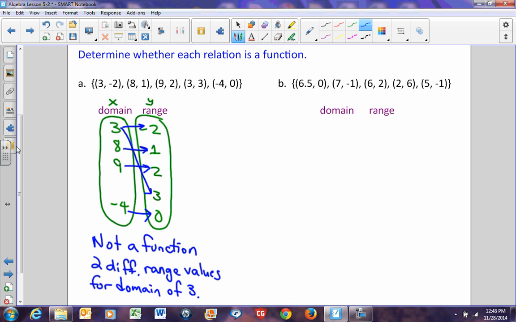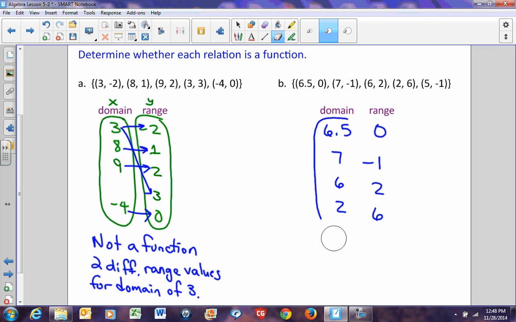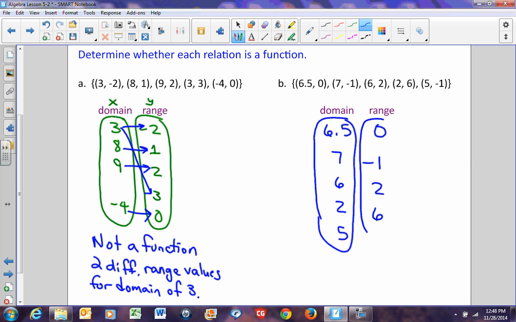Let's look at the second one here. 6.5, 0, 7, negative 1, 6, 2, 2, 6, 5, negative 1. I can list all of my domain values: 6.5, 7, 6, 2, 5. Now I can list all my range values: 0, negative 1, 2, 6, and I already had negative 1 listed, so I'm not going to list it again. These are all my domain values. Whoa, I almost missed. Fix that really quickly. These are all my range values.